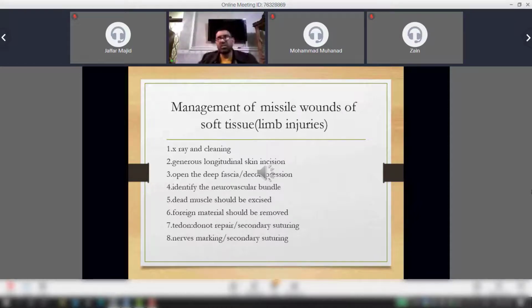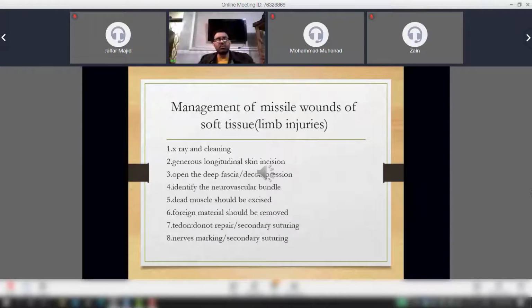We enlarge the incision and do debridement. Remove all the dirty skin, dead skin, dead muscle, and open the deep fascia. Do decompression so that compartment syndrome does not develop. Identify the neurovascular bundle. If there is nerve injury or tendon injury and the area is very dirty, put a small marker and leave it, then do secondary suturing after 5 days or even after 2 weeks, so that neuritis or tendonitis does not occur.